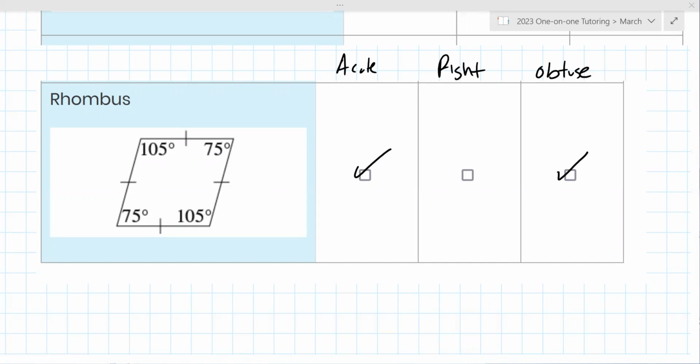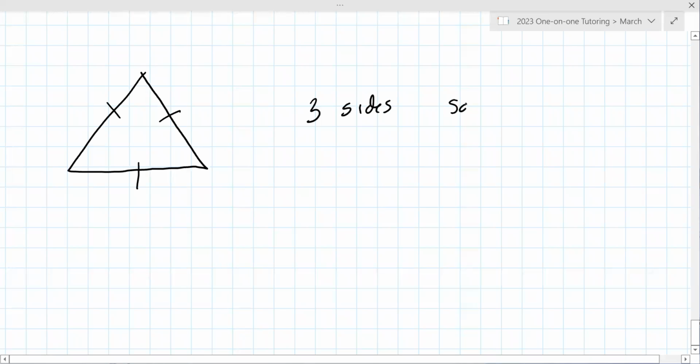Okay, this is going to be a little bit tougher for us to do. Okay, so let's go through some more definitions. Unfortunately, we have to do a few more definitions. So this is a triangle. If all three sides are the same, it's called an equilateral triangle. So you want to know this word, equilateral.